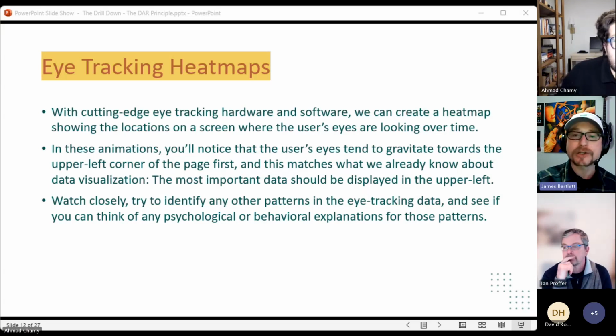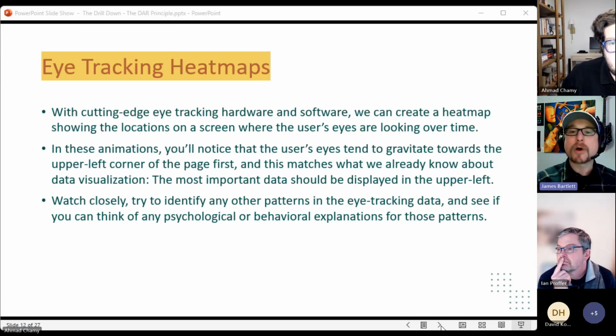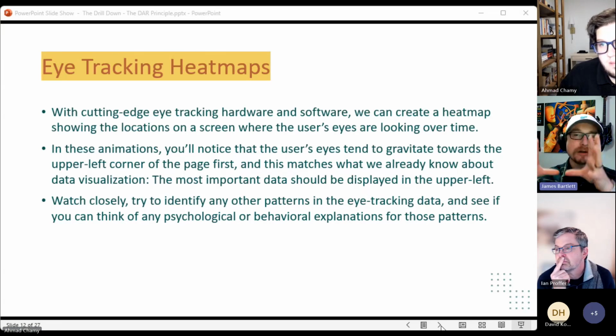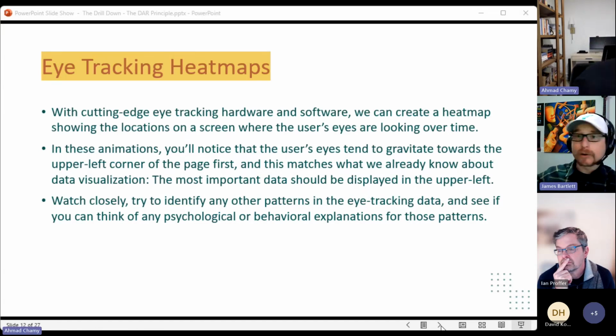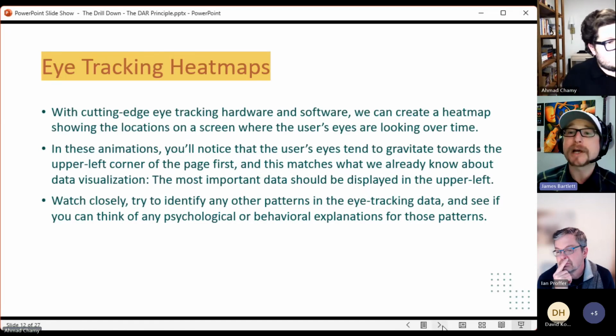So let's go through here. Before we actually look at the animations, as you're watching them, see if you can identify any other patterns in the eye tracking data besides the position on the page, and try to come up with some hypotheses of your own as to why someone might look at other parts of the page. They start in the upper left, but they might zip all the way down to the bottom right or some other place. See if you can spot what they're looking at and think, oh, they looked at that because of this or that.